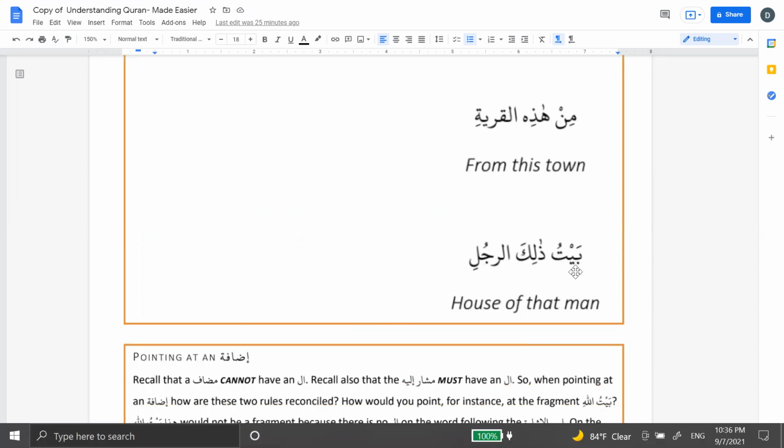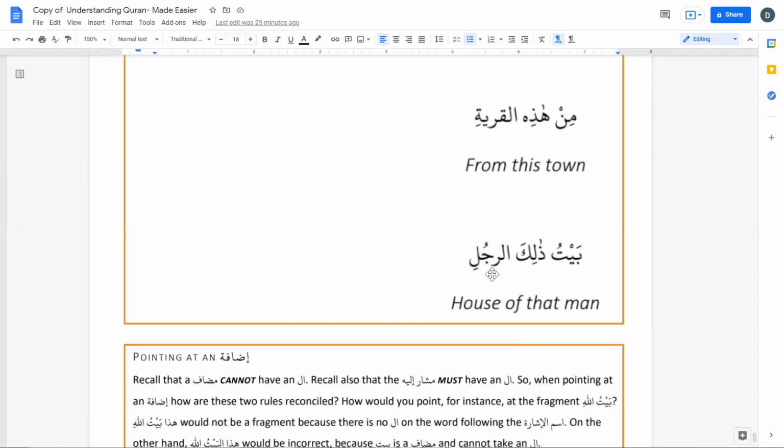Then we have baitu dhalika. Baitu dhalika is which fragment? Can you write your answer in the chat window? Baitu dhalika is which fragment? Yes, mudaf ilayh. So baitu is mudaf and dhalika is mudaf ilayh.